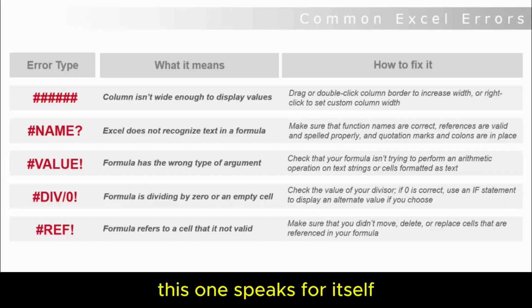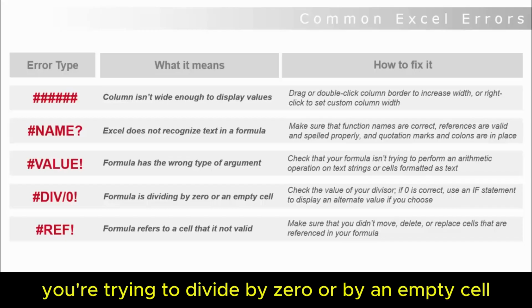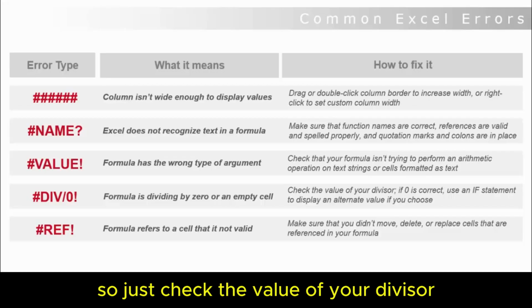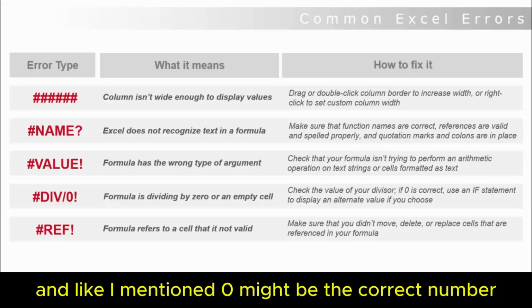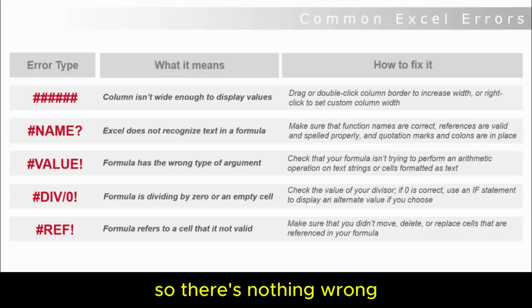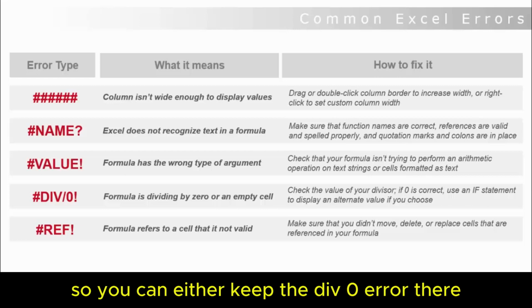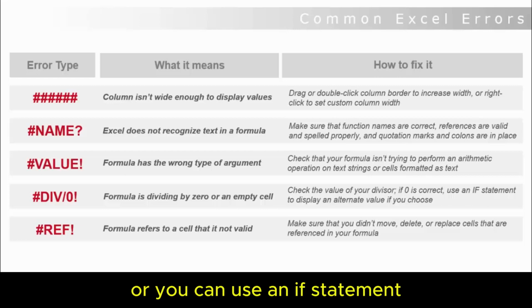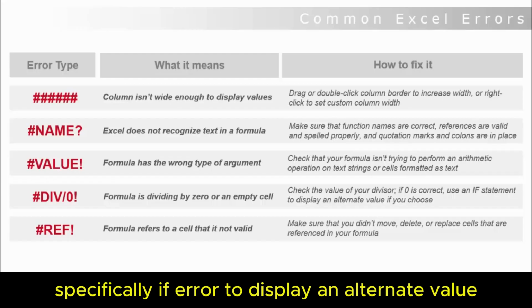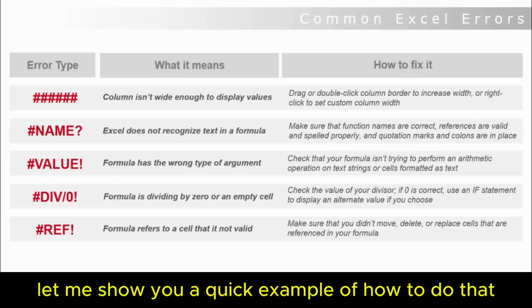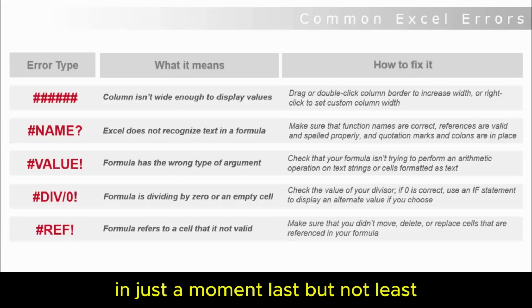Next up, #DIV/0!. This one speaks for itself. You're trying to divide by 0 or by an empty cell. So just check the value of your divisor. And like I mentioned, 0 might be the correct number, so there's nothing wrong. So you can either keep the #DIV/0! error there, or you can use an IF statement, specifically IFERROR, to display an alternate value if you choose to do so. So let me show you a quick example of how to do that in just a moment.